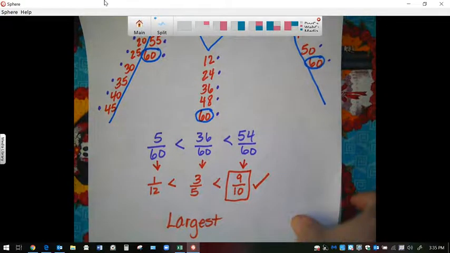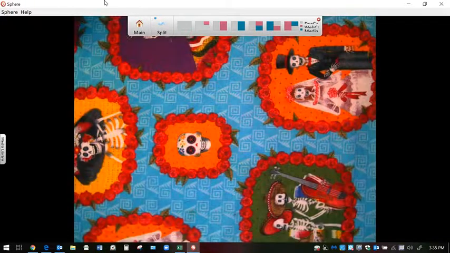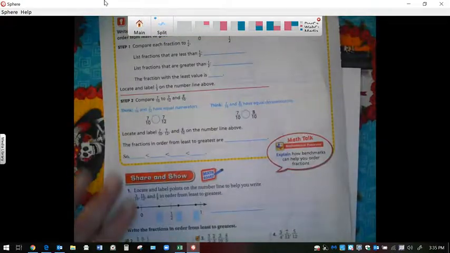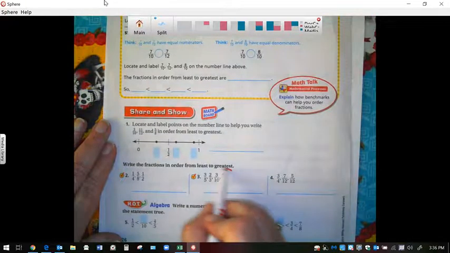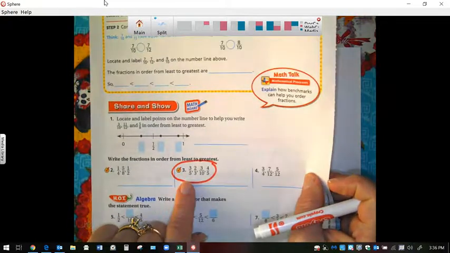If we look at another problem, and I am going to work on number 3 right here, number 3 on page 126. So we're going to do number 3 on page 126. Why am I doing number 3? Because this one has 4 fractions.